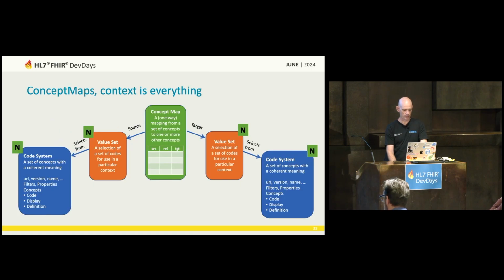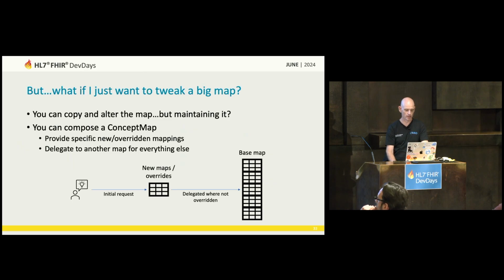So quickly going on to concept maps, because I'm probably going to run out of time. We talked about concept maps before and how they relate to value sets. So what if you've got a really, really big map that maybe someone else publishes and maintains, but you want to tweak it. You want to change a few mappings out of it. You could copy the entire map and alter it, but then you've got to maintain it, and that's a real hassle. But you can compose concept maps together.